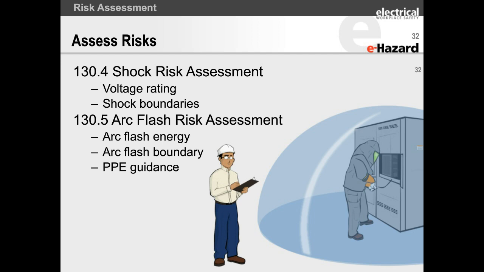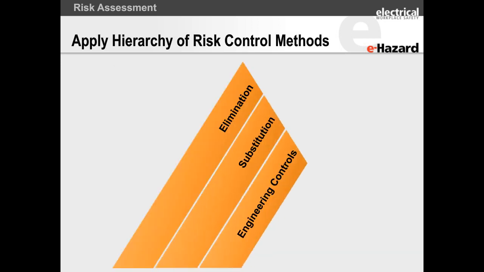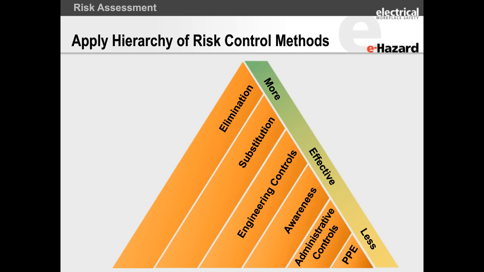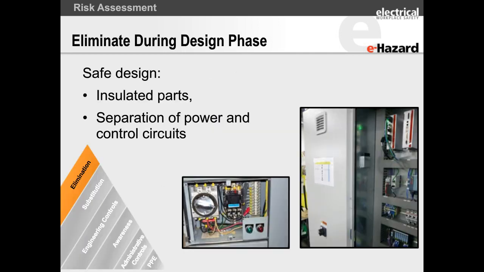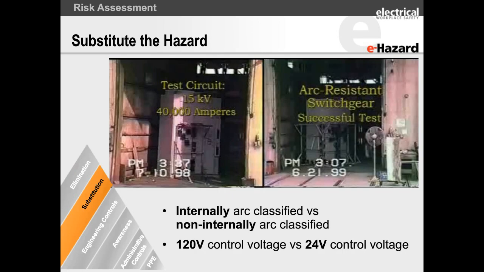Looking also at the hierarchy, making sure that we're applying the proper risk control methods. So can I eliminate it? Can I design it so that it's all covered up, it's shock-proof, it's touch-proof? There are ways to do that. Can I go in and look at substitution? Can I substitute by putting in this arc flash switchgear? It's not elimination. The hazard is still there, but you make it so that the energy goes away from the worker when the door is closed.